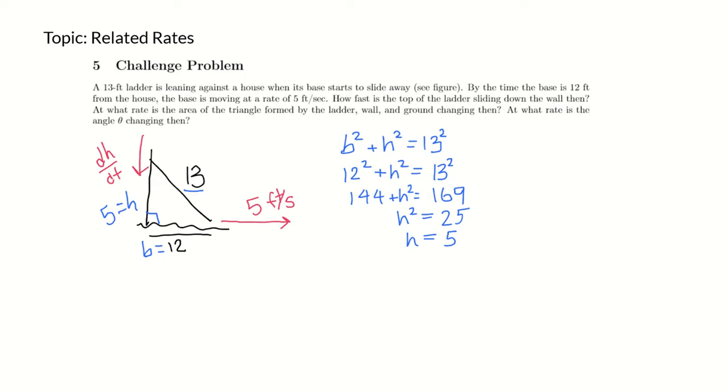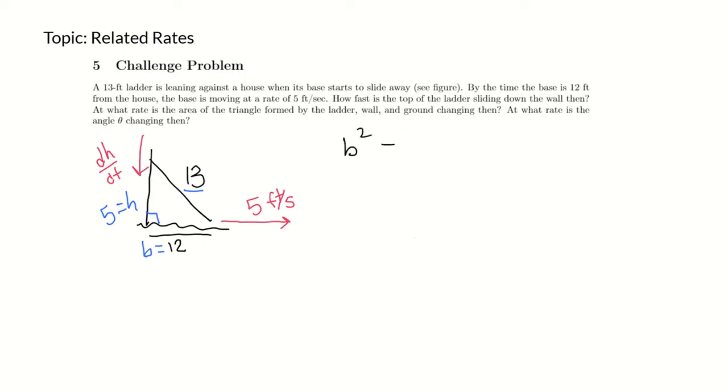So now the only equation that we have that relates these two variables is that same one that we used to find the height. So all that we know is that b squared plus h squared equals 13 squared. Since we don't know anything about the area right now, we don't want to use an area formula, we just want to use this Pythagorean theorem. So let's take the derivative of this with respect to time.